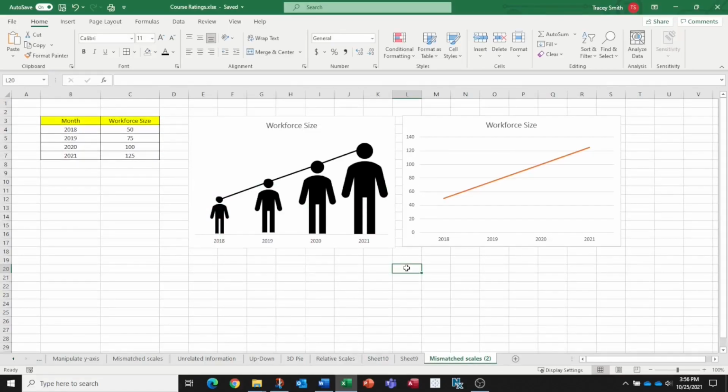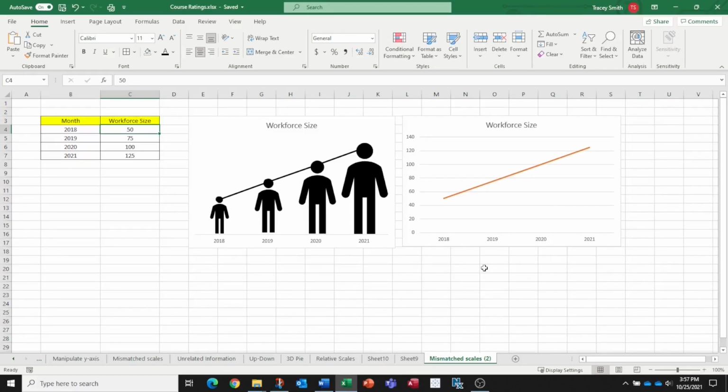What I have on the screen is information about the size of a company's workforce. This is a theoretical company because we've got the workforce size starting at 50 and going up by exactly 25 employees per year. If we were to plot the size of the workforce over time, we would just get a simple line chart like the one over here. So very straight, very basic.